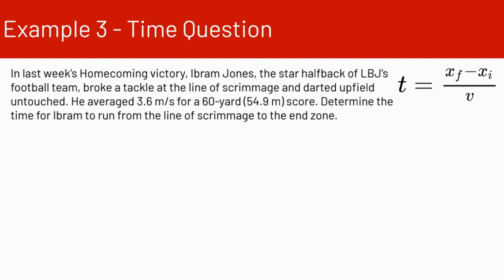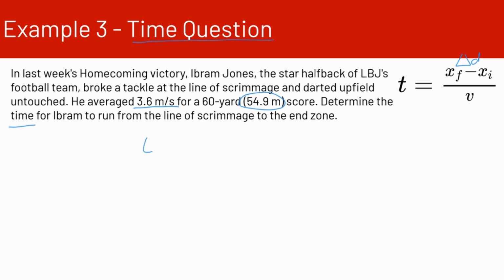All right, for our third example, we're going to do a time question. So we're going to use the time version of the equation. Time is equal to displacement, delta D, over velocity. In last week's homecoming victory, Ibram Jones, the star halfback of LBJ's football team, broke a tackle at the line of scrimmage and darted upfield untouched. He averaged 3.6 meters per second for a 60-yard or 54.9 meter score. Determine the time for Ibram to run from the line of scrimmage to the end zone.